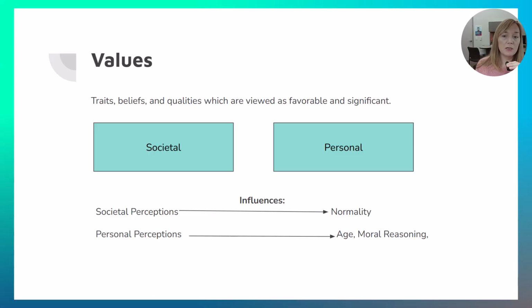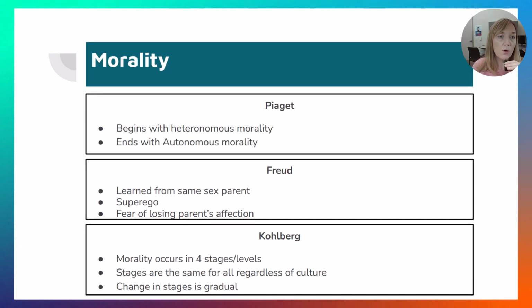Our personal perceptions are shaped more by our age. So as we age, we tend to think of things differently. And our moral reasoning. Do we have a strong moral reasoning, or do we justify things and our actions easily because we don't have such a strong moral reasoning? Both of those are going to impact our personal perceptions. We look at morality. There's a lot of different ways to think about how morality develops. And we have some theorists who have ideas around that.